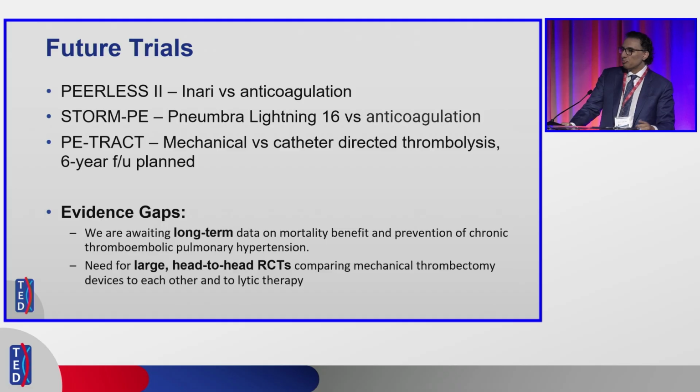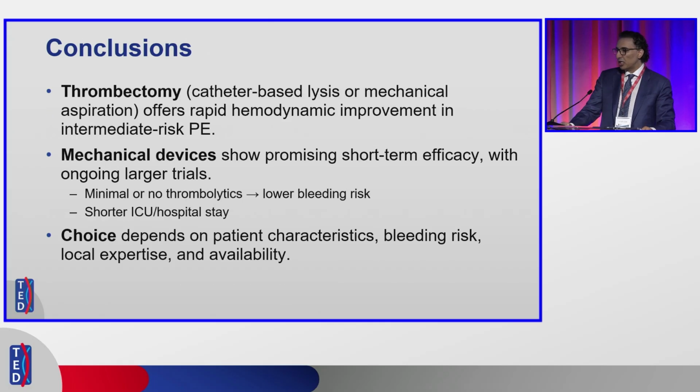So future trials: PEERLESS II doesn't make sense to me. PEERLESS I showed that the Inari was beneficial compared to catheter-directed thrombolysis. It seems like it was done in reverse order, but PEERLESS II is going to compare the Inari versus anticoagulation. STORM-PE is looking at the Lightning 16, which is the largest Penumbra catheter, versus anticoagulation, and then the PE-TRACT, looking at any available mechanical thrombectomy catheter versus catheter-directed thrombolysis. Importantly for that trial, there's a 6-year planned follow-up. That's kind of what we need: long-term data and head-to-head randomized controlled trials.